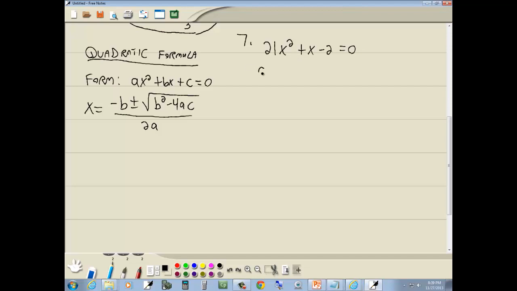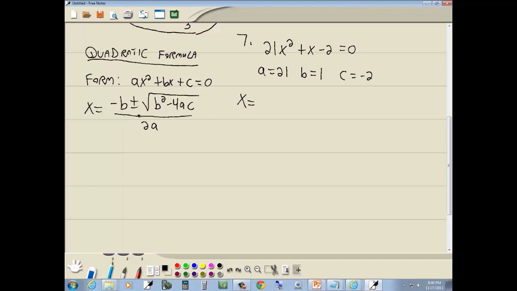Now the first thing we notice is there's 0 on this side, so that's okay. First thing we have to do is identify our a, b, and c. A is whatever number's in front of your x squared, which is 21. B is whatever number's in front of your x, which is an invisible 1. And c is your number at the end, which is negative 2.